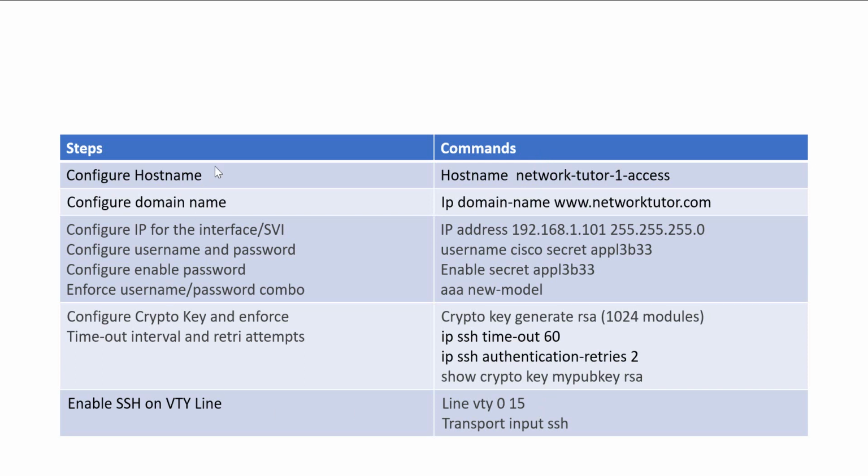I'm going to give you an explanation when I'm applying these commands to the switches, why we are doing these commands. The first thing we do is we need to have a host name, and then we need to have a domain name, and then I'm going to configure the IP address, and then username and password, and then I'm going to apply an enable password. Then only I'm going to do the crypto key, and then I'm going to enable SSH via VTY lines. So I'm going to explain all these things when I apply this configuration to the switch.